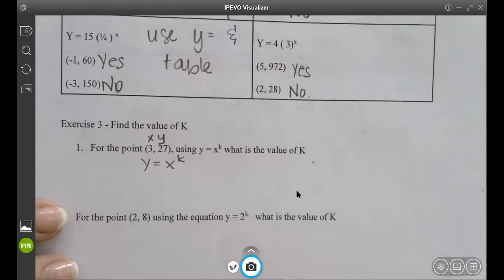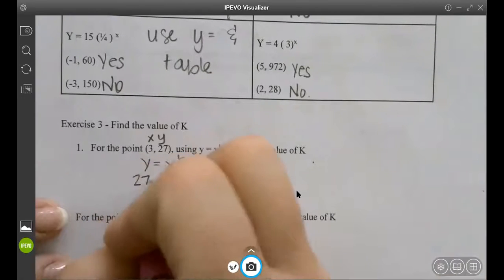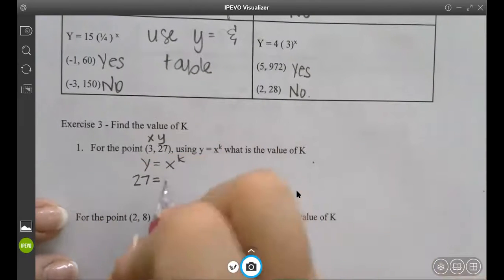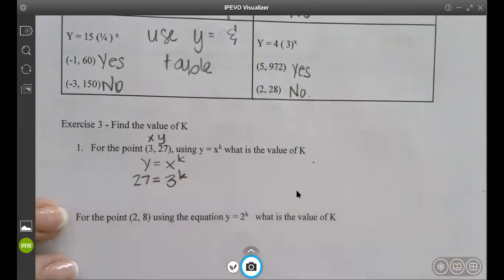I cannot make it any plainer on this screen. You have to open your mouth. Yes, Y is 27. What is your X? 3. We're looking for K.